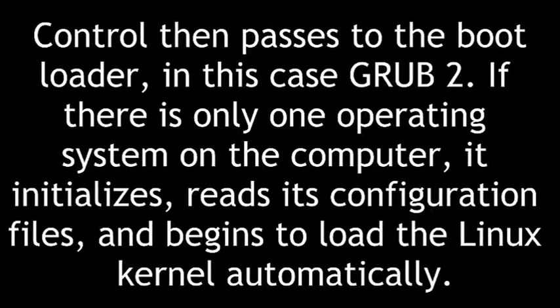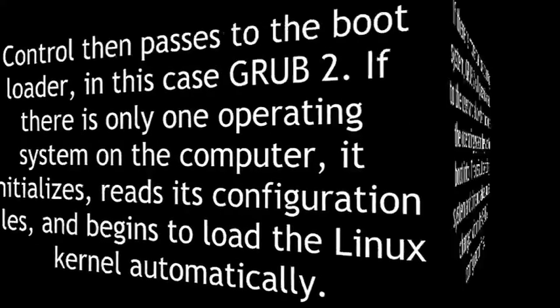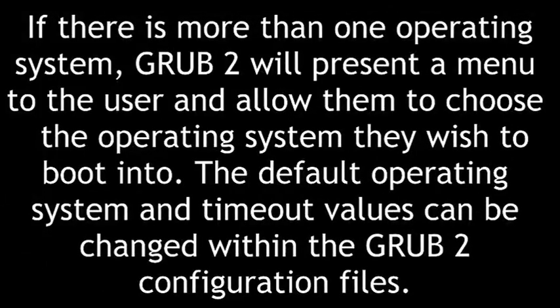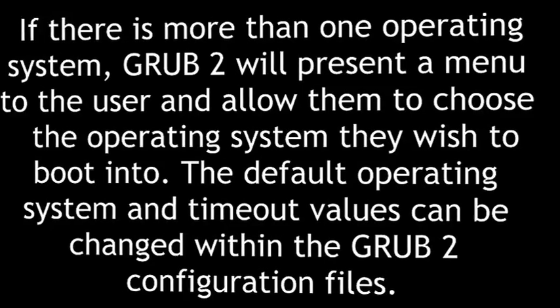Control then passes to the bootloader, in this case Grub 2. If there is only one operating system on the computer, it initializes, reads its configuration files, and begins to load the Linux kernel automatically. If there is more than one operating system, Grub 2 will present a menu to the user and allow them to choose the operating system they wish to boot into. The default operating system and timeout values can be changed within the Grub 2 configuration files.